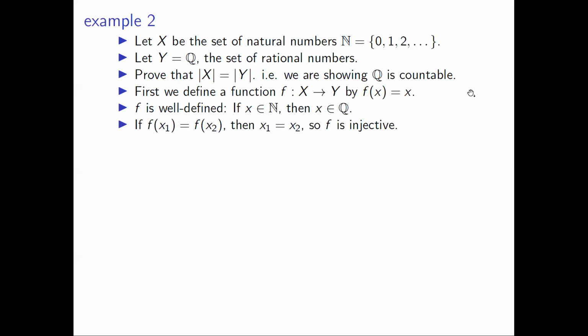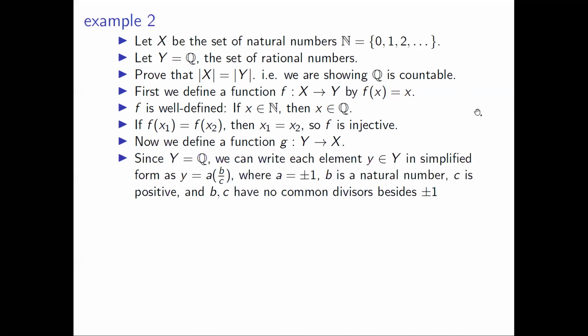We can also see that it's injective immediately, because if f of x1 equals f of x2, by definition of f, since it's the identity function, that tells us x1 equals x2 immediately. So f is injective. Now we just need to define an injection the opposite way. This is the more interesting injection. We'll define this function g from Y to X.